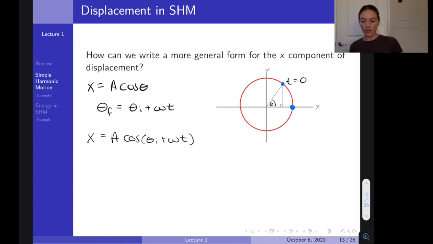So this is a more general form, right? Because it means I can start anywhere on the circle. I don't have to start at theta equal to 0. I could start anywhere I want, and I'm still going to be able to find the x component of the position sometime later. So this is actually our general form for the position of a particle undergoing simple harmonic motion.